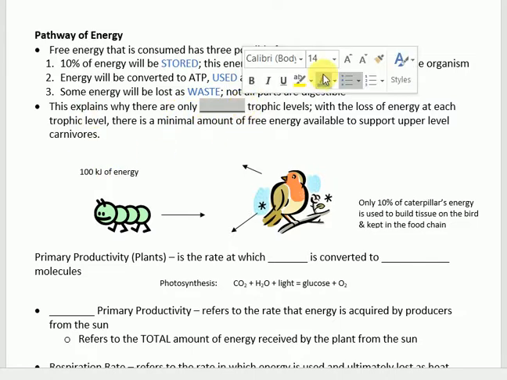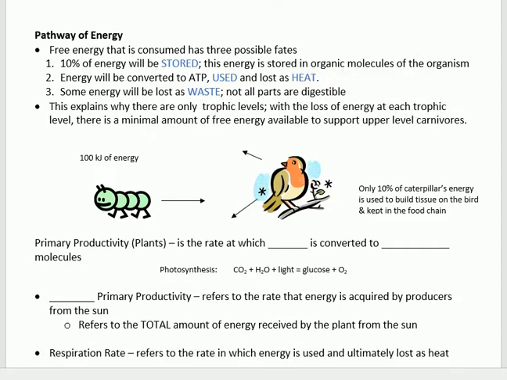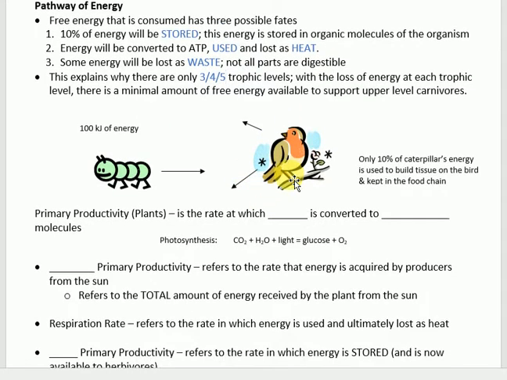And this explains why there are usually only 3, 4, maybe 5 trophic levels. Because with the loss of energy at each trophic level, there's going to be a minimal amount available to support those upper levels. So for instance, here we have 100 kilojoules of energy available in this caterpillar. Only 10% will be used by the bird. So 10 kilojoules.